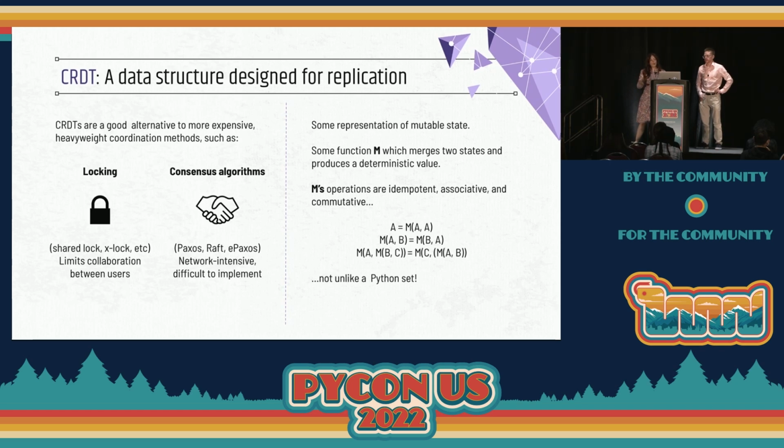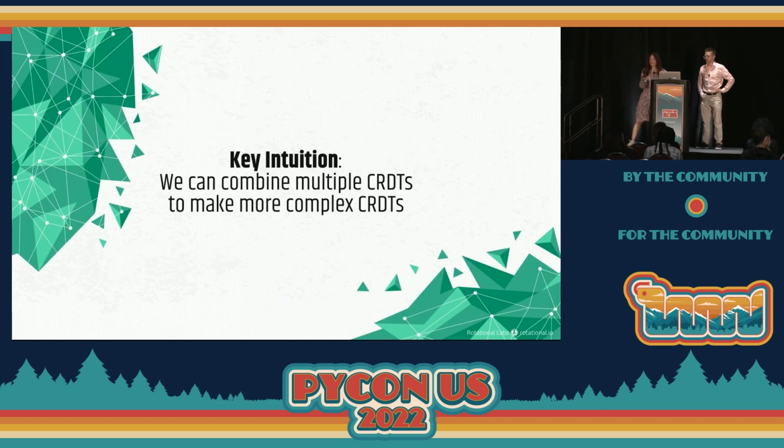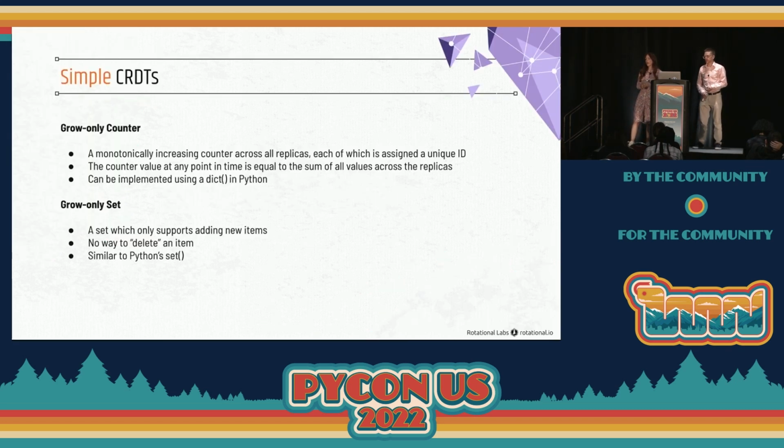So what you need to implement a CRDT is really just some representation of mutable state, and some function that can merge two states together in a deterministic way, so that if you merge everything and I merge everything, we're going to get the same answer, even if we're far apart from each other. So for that function, the operations need to be idempotent, associative, commutative. Tell me if you've heard this song before. What does this sound like in Python? Sounds like a set, right? That's a very good intuition. And another really good intuition is that you can actually implement simple CRDTs and compose them together to get more complex CRDTs. So here's an example of that.